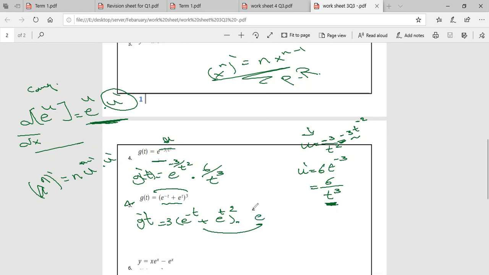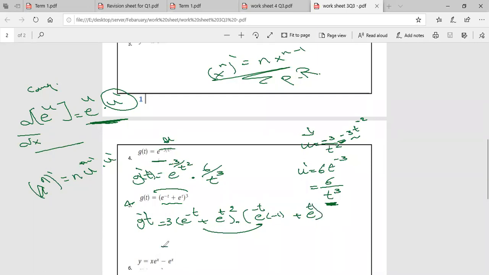It will be e to power negative t, multiplied by the derivative of this one, which is what? Negative 1. That's right. Plus, what is the derivative of e to power t? It will be e to power t, and the derivative of the exponent is 1. It's okay.